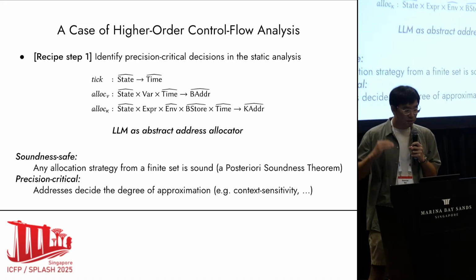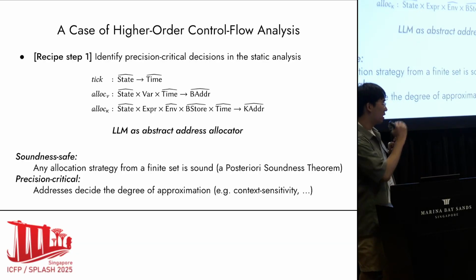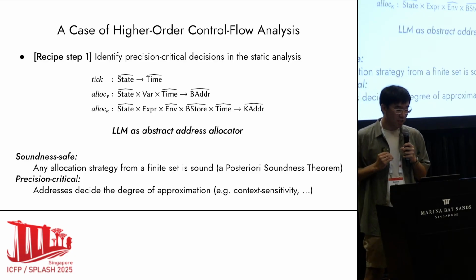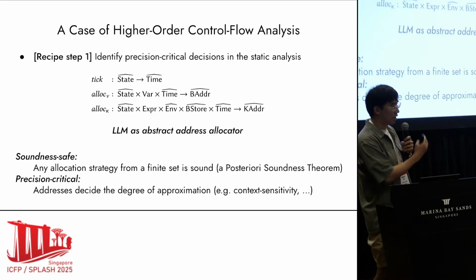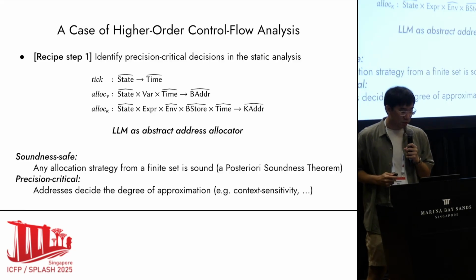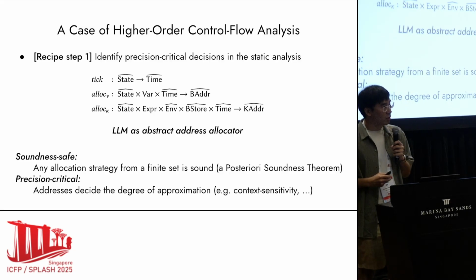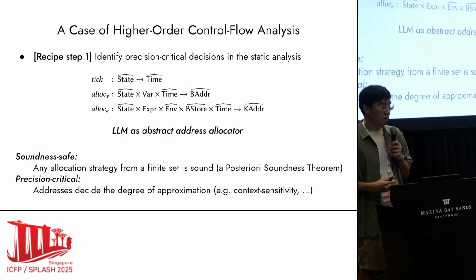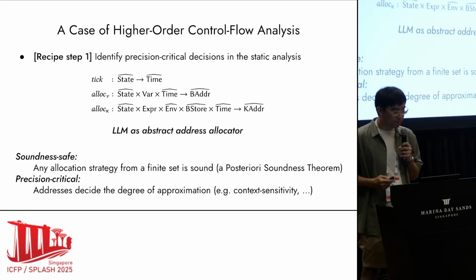Those allocation functions satisfy two important criteria. First, they are soundness safe, meaning that any allocation strategy from a finite set is guaranteed to be sound, and there is indeed a theorem showing that. Second, those decisions are precision critical, meaning that the addresses produced from those functions decide the degree of over-approximation. For example, context sensitivity can be captured under this framework.